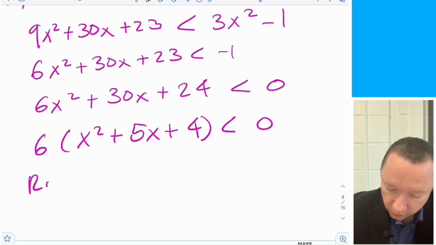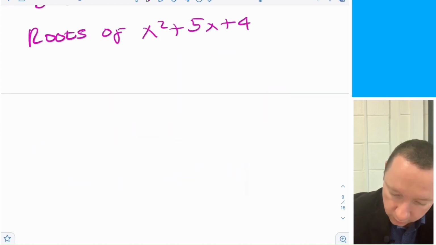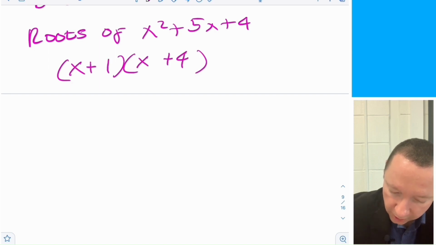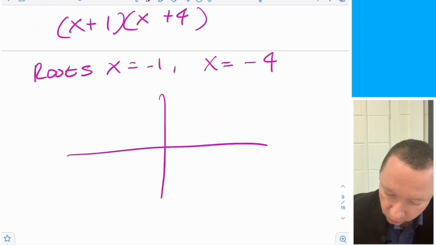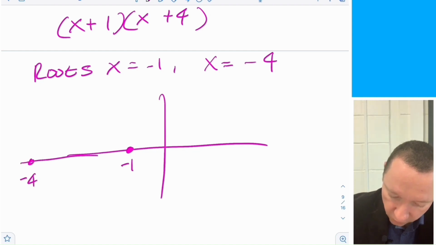So let's look at the roots of x squared plus 5x plus 4. So that factorises to give us x and x. We've got 4 and 1, plus and plus, so roots at x equal minus 1, x equal minus 4. So we can draw a quick graph to show the roots. Minus 1, minus 4.